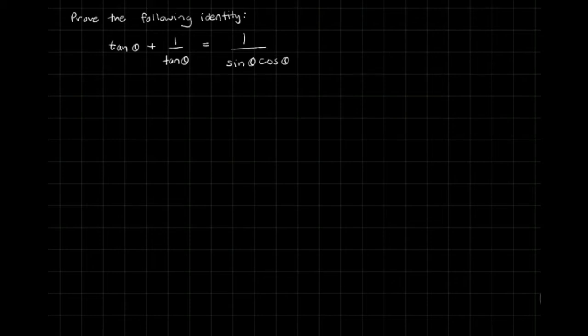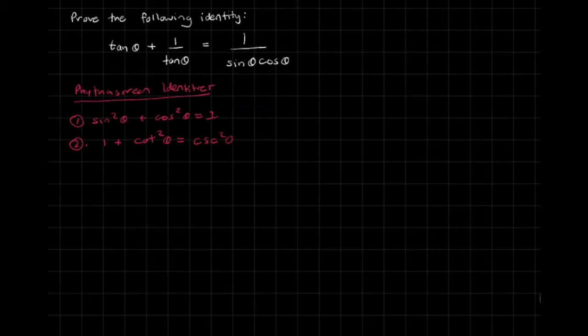Alright, let's prove the following identity. Tan theta plus 1 over tan theta is equal to 1 over sine theta times cos theta. Okay, so I'm going to write down my Pythagorean identities first, and I would recommend memorizing these. Sine squared theta plus cos squared theta is equal to 1. 1 plus cotangent squared theta is cosecant squared theta, and 1 plus tan squared theta is equal to secant squared theta.